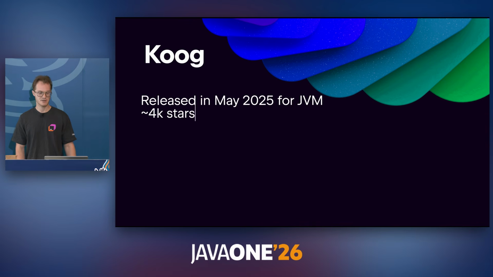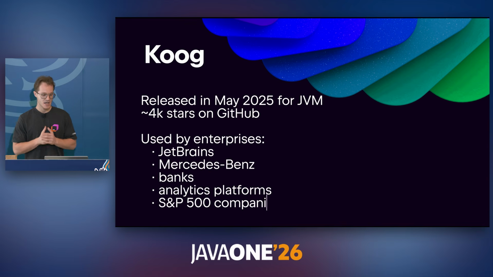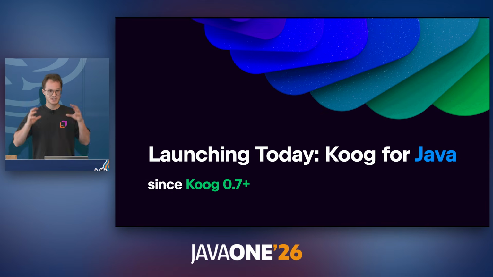And Koog is actually not really new. It was released almost a year ago, targeting the JVM at the time. It's gained almost 4,000 stars on GitHub, and it's not only used by JetBrains. For example, if you prefer reliable cars, the companies that make them prefer reliable agents, and they use the Koog framework. So do banks, analytics platforms, and some of the largest companies in the world. And today is a very special day for Koog. Today we are launching Koog for Java. So now you can build AI agents with Koog natively with Java.